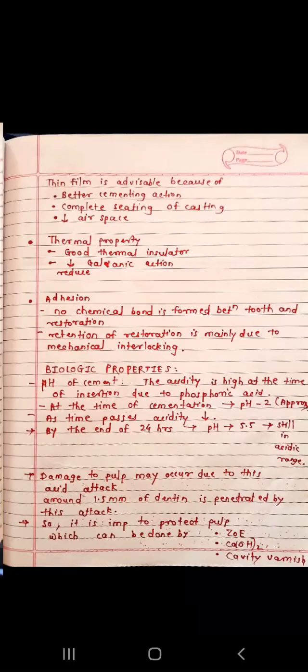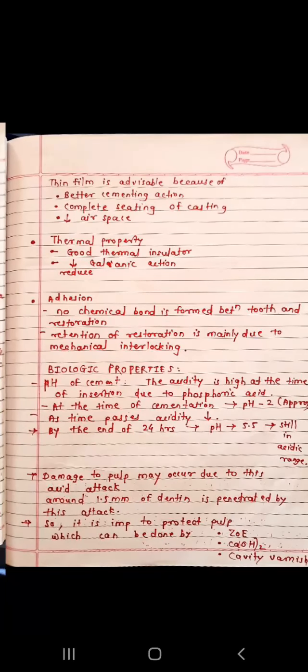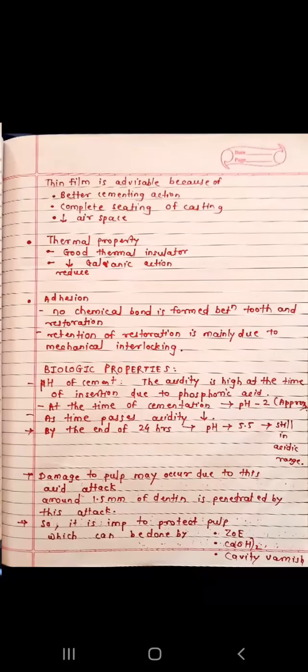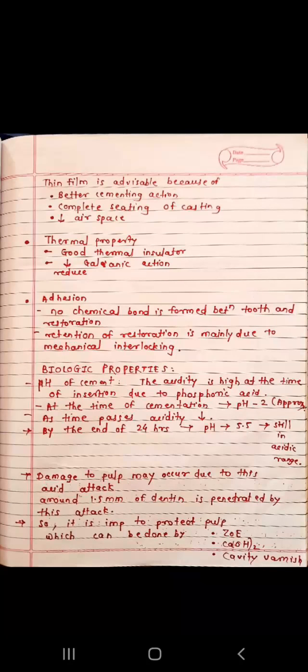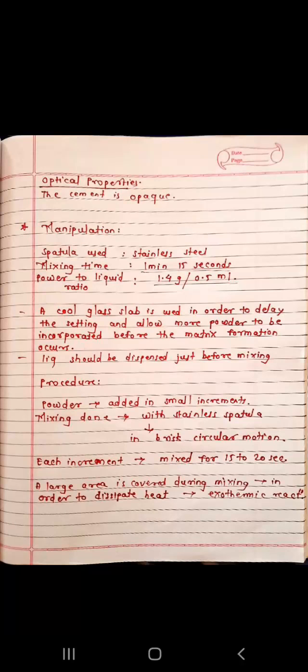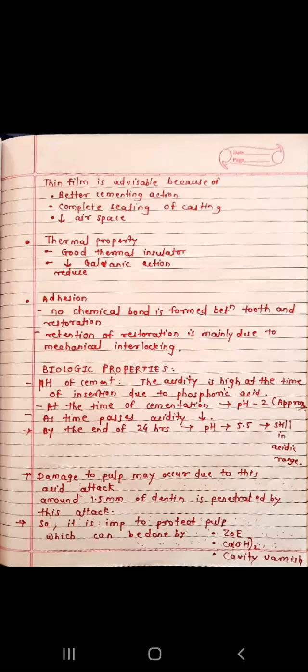So it is important to protect the pulp, because of this acidic property. The pulp protection can be done by zinc oxide eugenol, calcium hydroxide, and cavity varnish. So pulp protection is important. Now the optical properties. This cement is opaque. These are the optical properties of this cement.